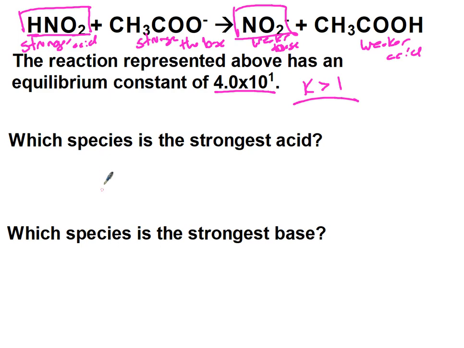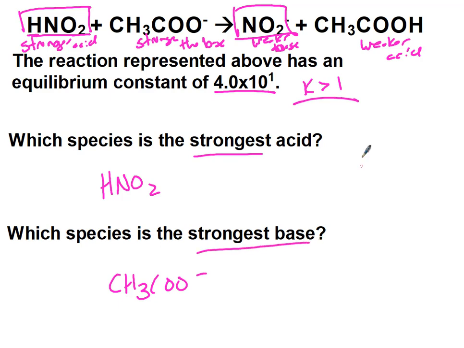So my strongest acid in this reaction is HNO2. That is not a strong acid, but it's the strongest acid of this reaction. So my strongest base will be acetate ion. Again, not a strong base, but it's the strongest base of this reaction, because the reaction always proceeds to use up the strongest acid and the strongest base. And since our K is above 1, we know that the reaction is proceeding as written.